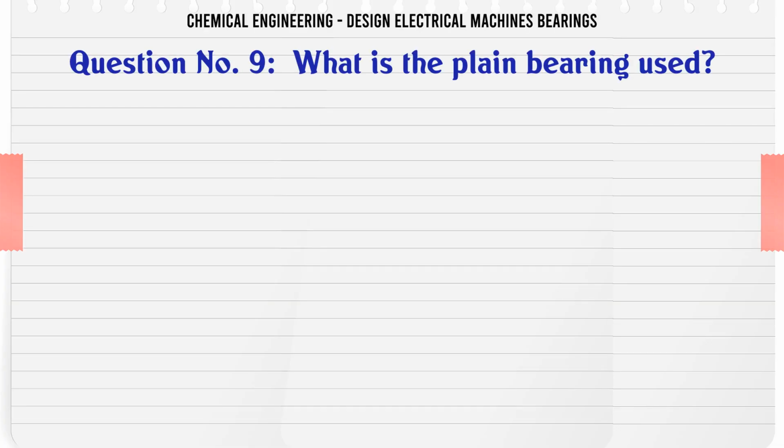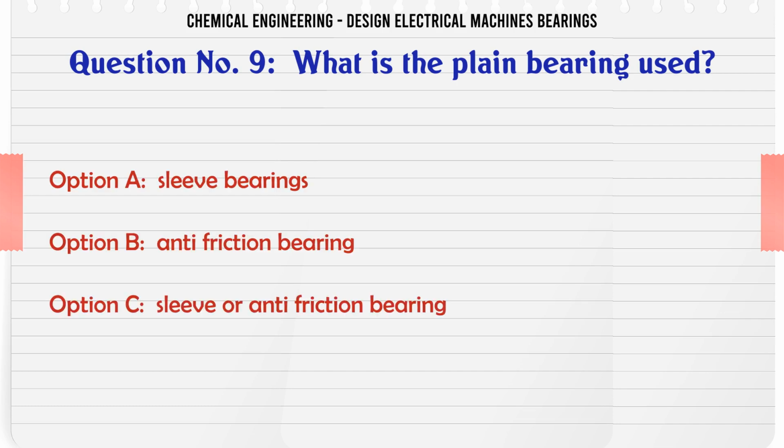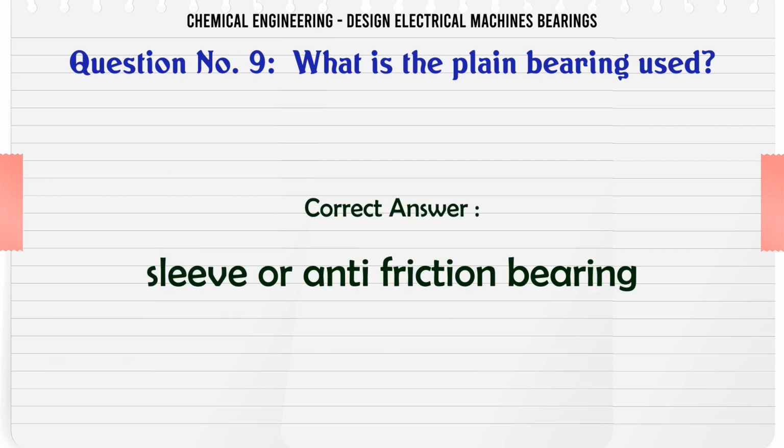What is the plain bearing used? A sleeve bearings, B anti-friction bearing, C sleeve or anti-friction bearing, D sleeve and anti-friction bearing. The correct answer is sleeve or anti-friction bearing.